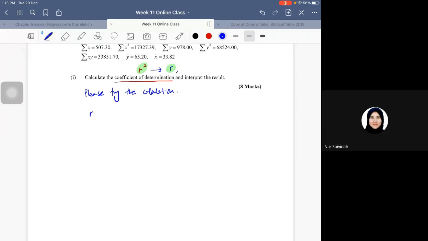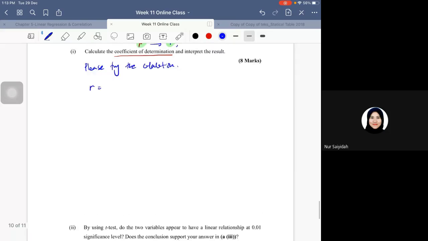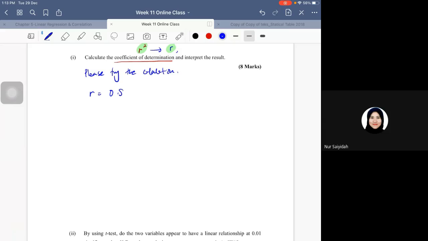Okay, so you should be able to get r equal to 0.8612. But the question doesn't want r, the question actually asks you for r squared. So all you have to do is square this value, 0.8612 squared, and that's going to give you a value of 0.7417. So that is going to be our coefficient of determination.